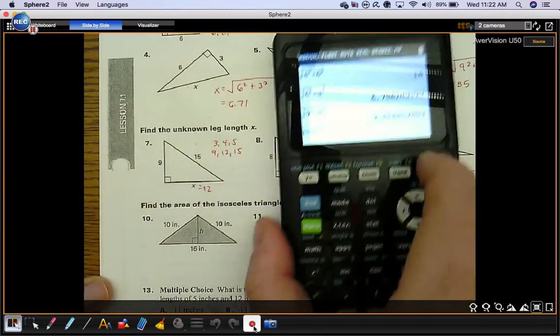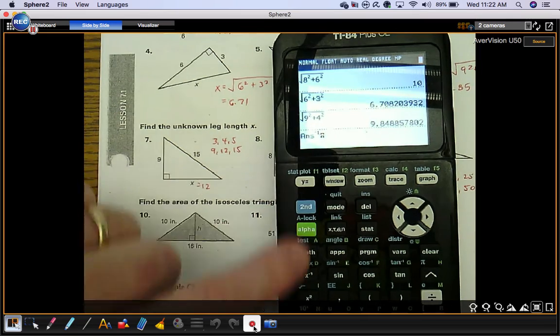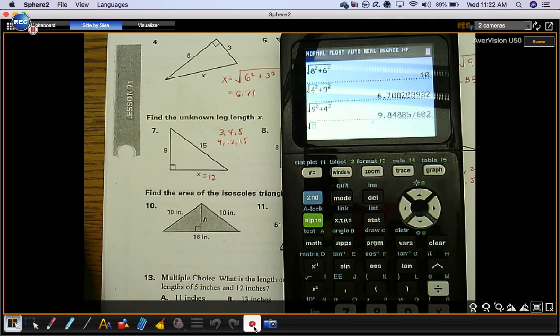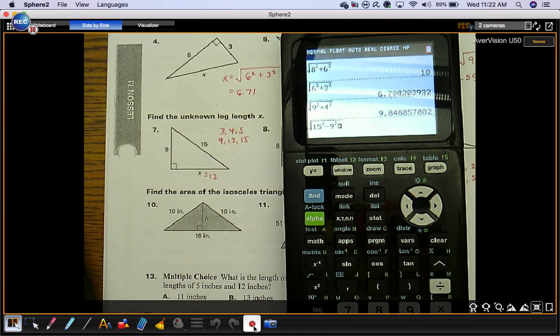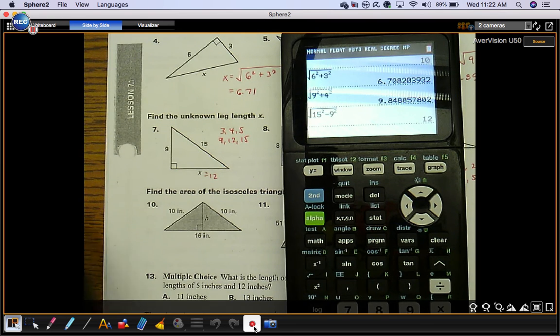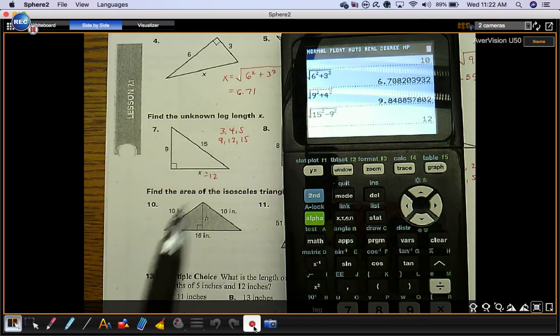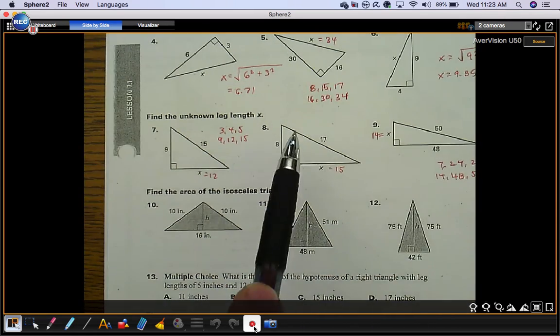Now, I want to show you how you type this in. So I knew that was 12. Let's say you didn't know it was 12. You're taking the square root of 15 squared minus 9 squared. See how it gives you 12? Difference being I subtract because I have the hypotenuse. Make sure you put the big number first. You could do the same for those two as well.